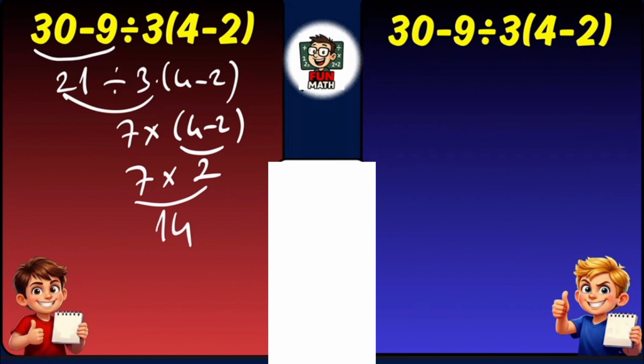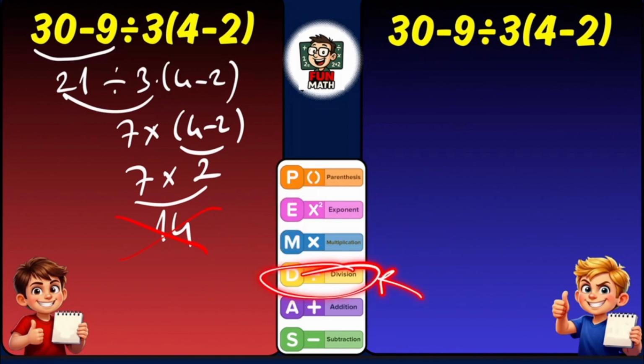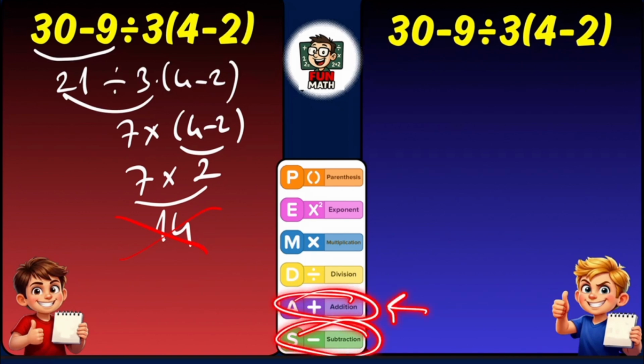If you solve the problem this way, you made a mistake. Because when solving the problem, we should have paid attention to the order of operations. The order of operations is coded as PEMDAS. P stands for parentheses, A stands for exponent, M stands for multiplication, D stands for division, A stands for addition, S stands for subtraction.